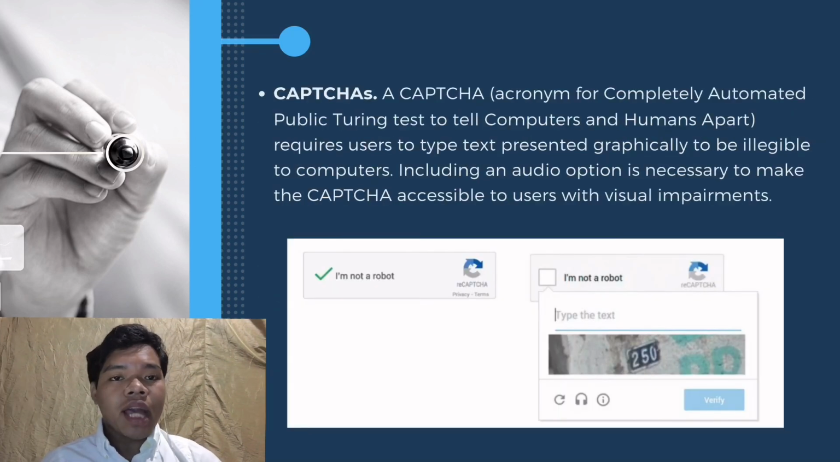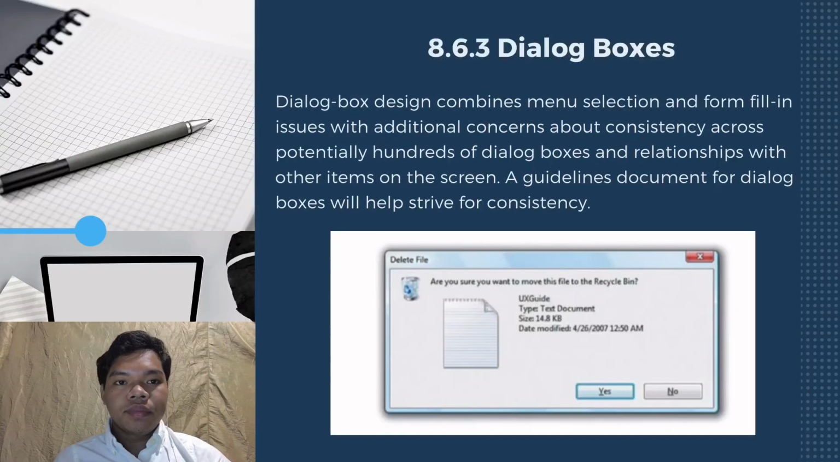And lastly, CAPTCHAs. A CAPTCHA, acronym for Completely Automated Public Turing test to tell Computers and Humans Apart, requires users to type text presented graphically to be distinguished from computers. Including an audio option is necessary to make the CAPTCHA accessible to users with visual impairments.